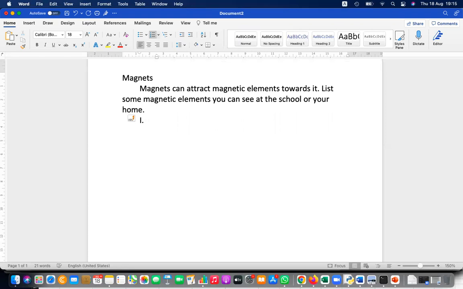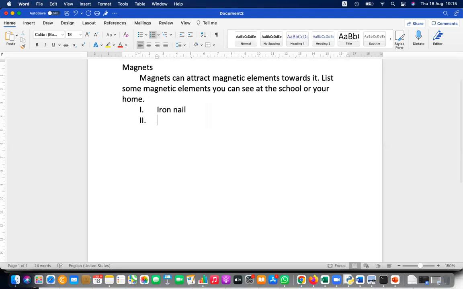What about blades? Will it attract? Yes, blade. Yes, iron nail. Iron nail, yes. Okay, can you list a few more? I'll give you time, don't worry. Can you list a few more elements? Send it to the chat, please. Yes, iron dust.